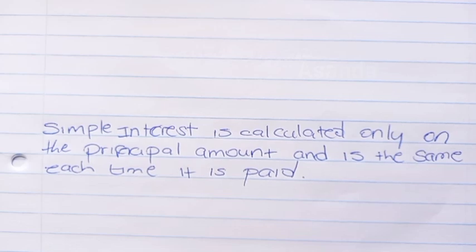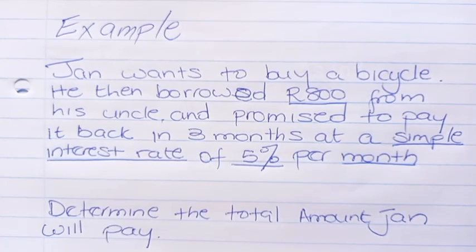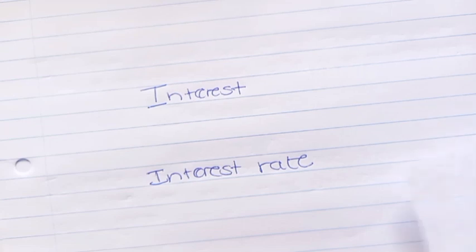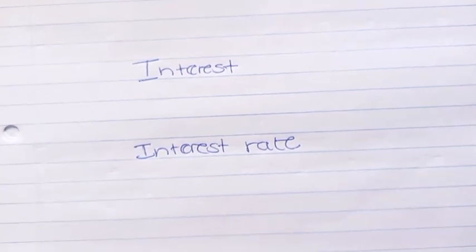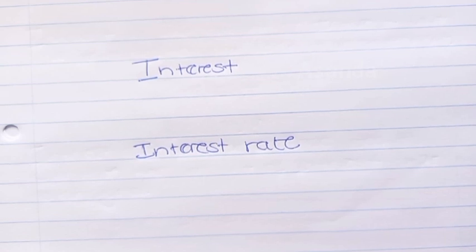It stays the same. Okay, let's try an example to see what we mean when we say simple interest is calculated on the principal amount and it stays the same. Let's apply what we've just learned. Remember, we said there's interest and there's interest rate. Interest is the extra amount that is added when we've taken out a loan, or the extra amount you get from an investment. Interest rate is a percentage that we use to calculate interest. So if we're going to calculate interest, what do we need? We need the interest rate.